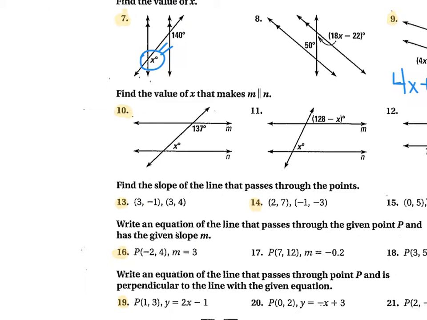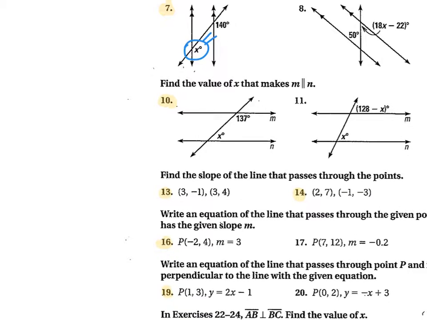Number 10, the directions are asking us, find the value of x that makes these two parallel. So m and n are going to be parallel. How many degrees should this one be? Now I want you to pay attention to the fact that these are on the same side and they're interior. These two together always add up to how many degrees? That'll help you then to figure out the value of x.